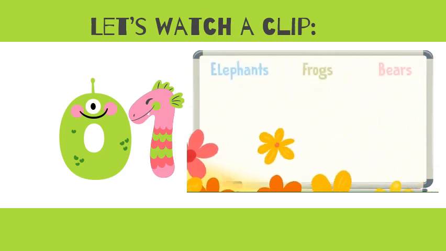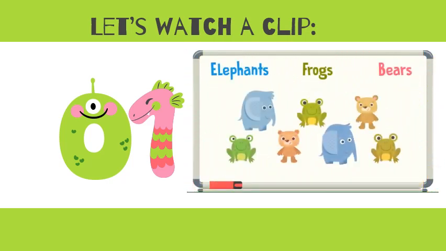When we look at a group of objects, we can sort the objects into 3 groups. The first thing we should do before we start sorting is to look at the objects and the names of the groups. It looks like we'll be sorting some animals into different groups. It looks like we have some awesome elephants, some fantastic frogs, and some beautiful bears.